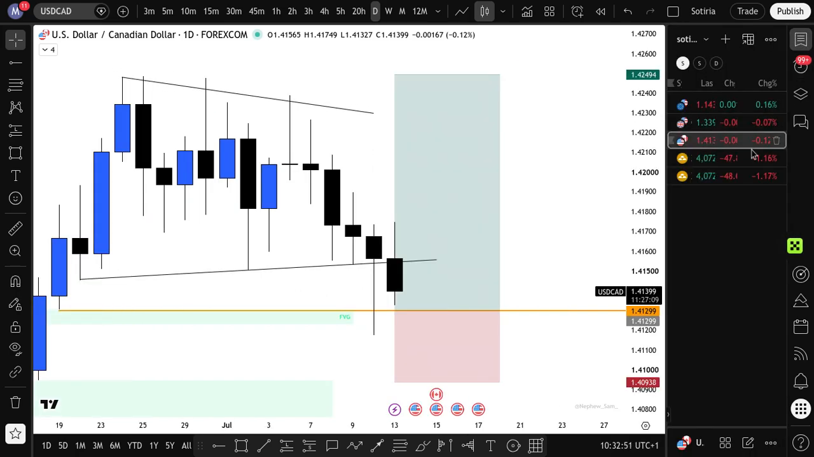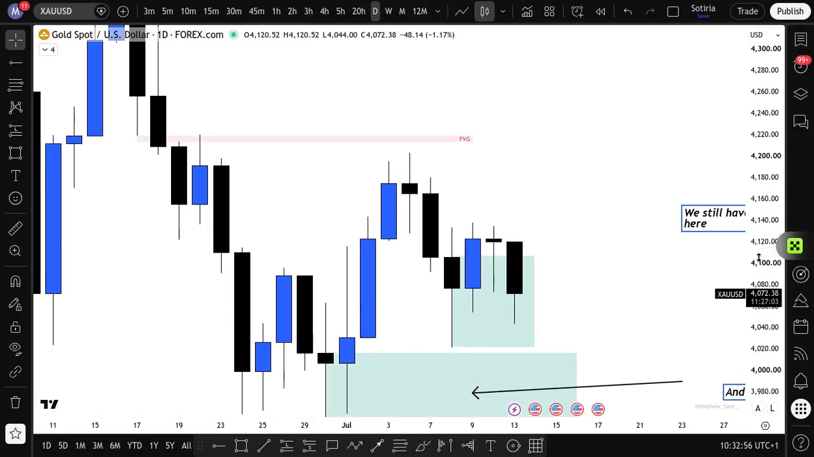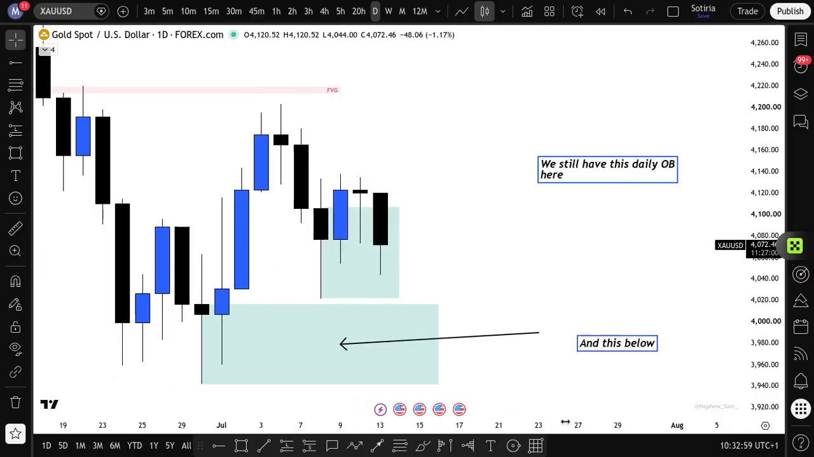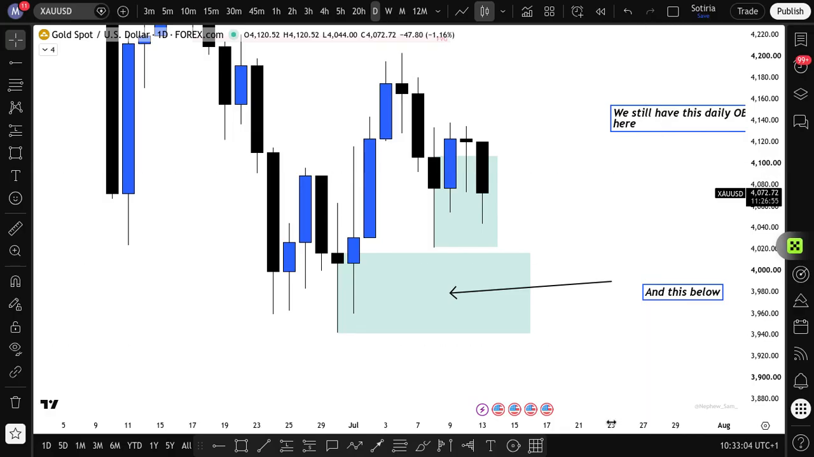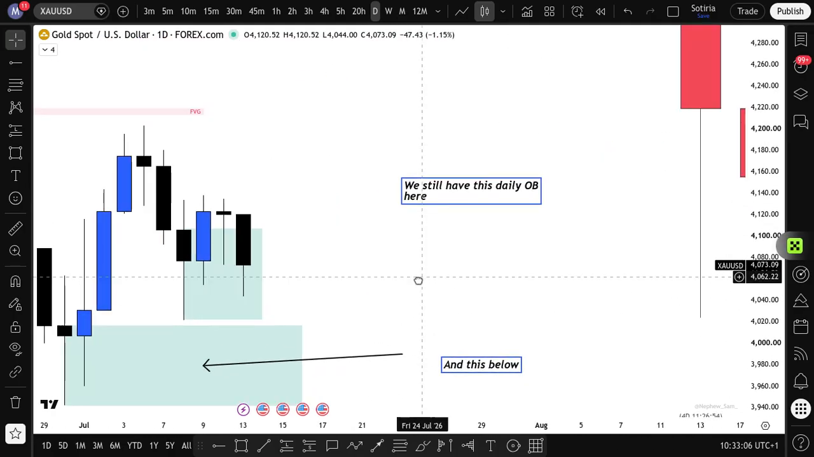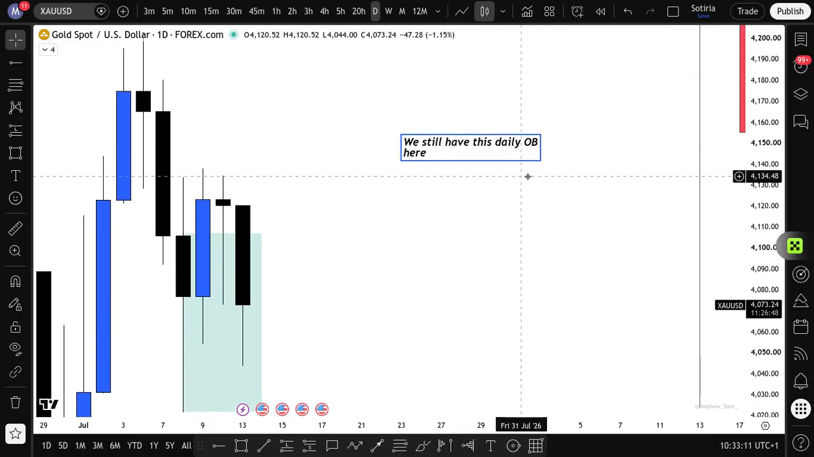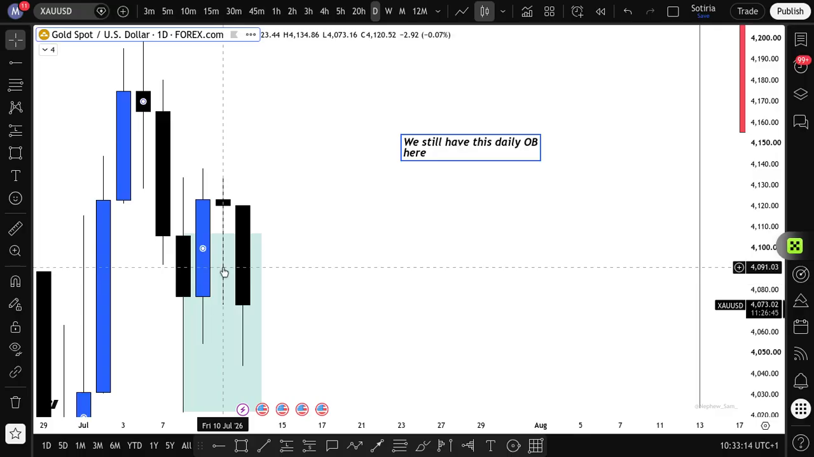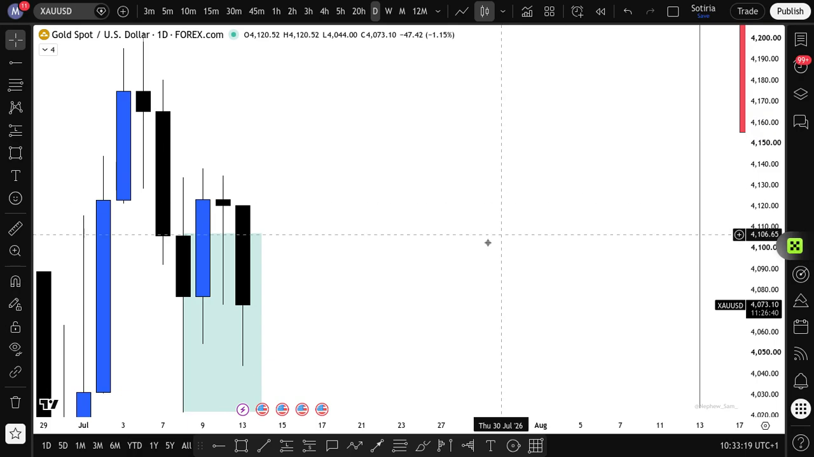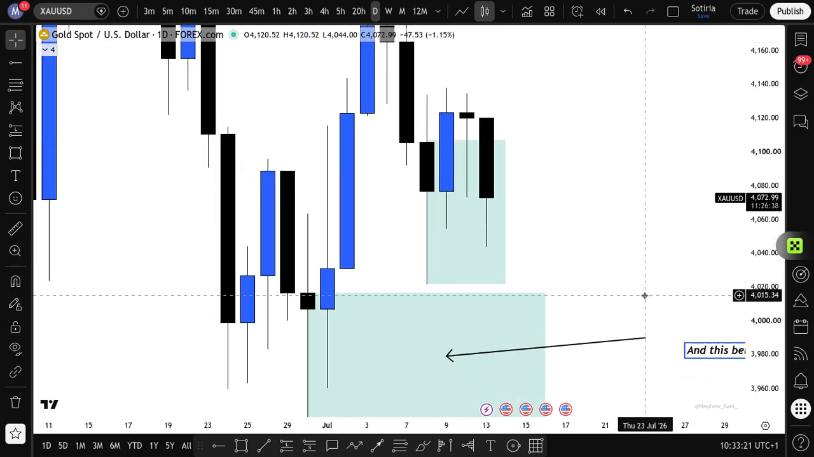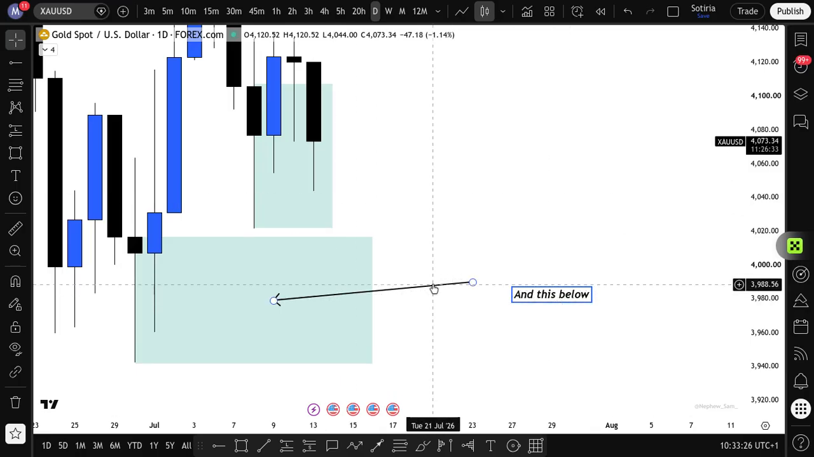And lastly, gold. Now on gold, this one I was writing on my journal. I have not cleaned this yet. Now on my journal, you see I wrote here, we still have this daily order block here, which I was pointing at, and the daily order block is still present there. And now we have this below. This is another order block right here below.